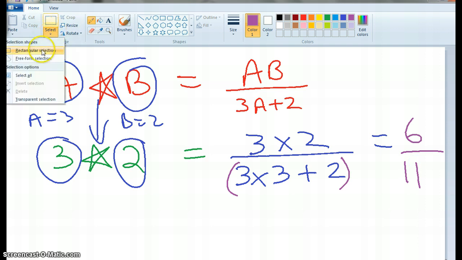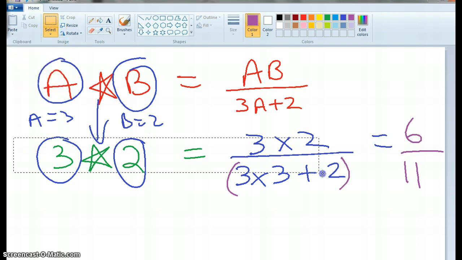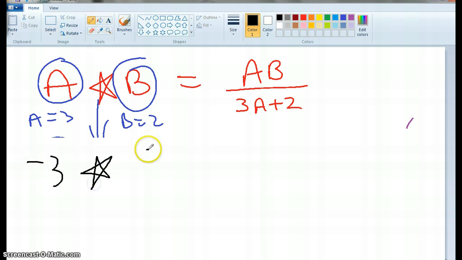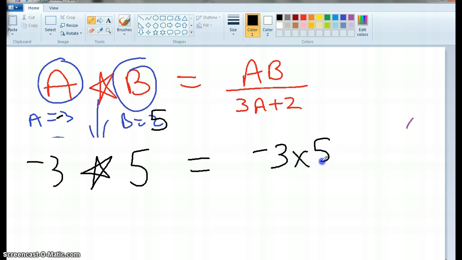Okay, so we're going to now try a different one. For example, if I was to go, what is negative 3 asterisk 5? That would be what? What's A equal? And B? 5. So what's going to be on the top? And on the bottom?